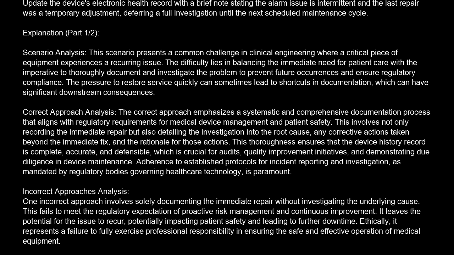Incorrect approaches analysis. One incorrect approach involves solely documenting the immediate repair without investigating the underlying cause. This fails to meet the regulatory expectation of proactive risk management and continuous improvement. It leaves the potential for the issue to recur, potentially impacting patient safety and leading to further downtime.